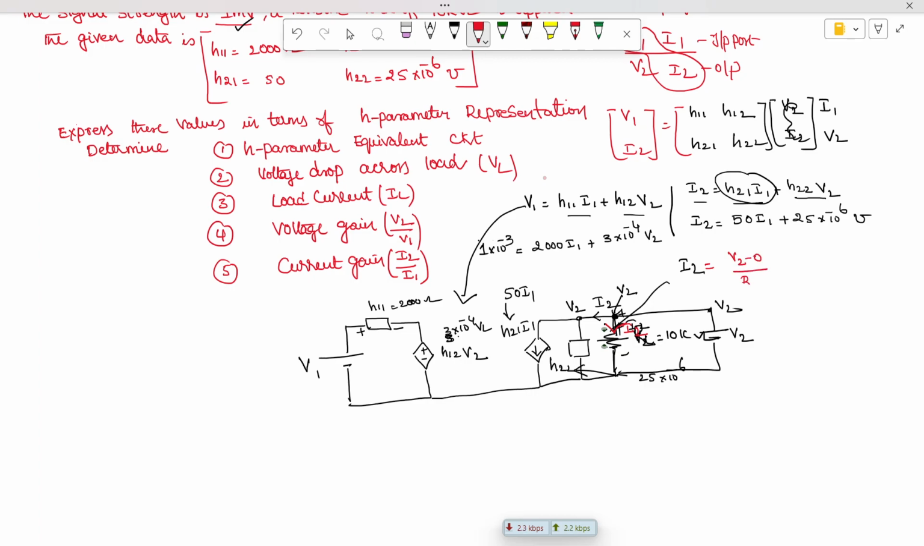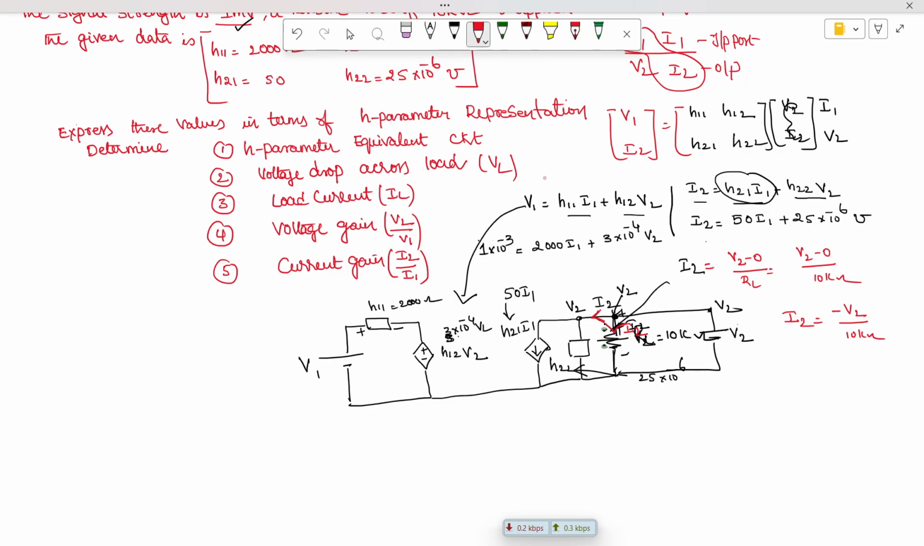What is the value of R? RL. This is nothing but V2 minus 0 divided by RL, which is 10 kilo ohm. But we want the current in this direction. Automatically this current we can write down as I2. This current is flowing away from V2, but this is going from this direction. You can see here these directions are opposite. Automatically we are going to get minus V2 by 10 kilo ohm.